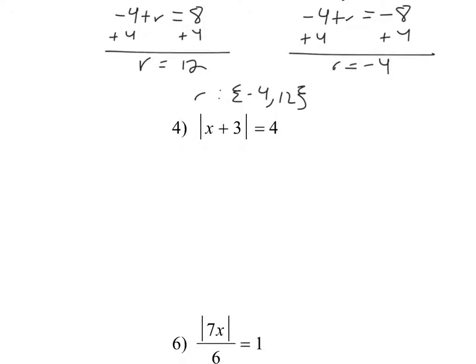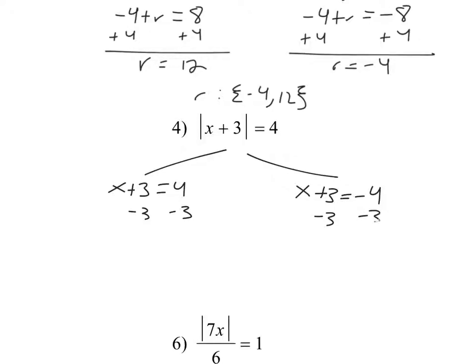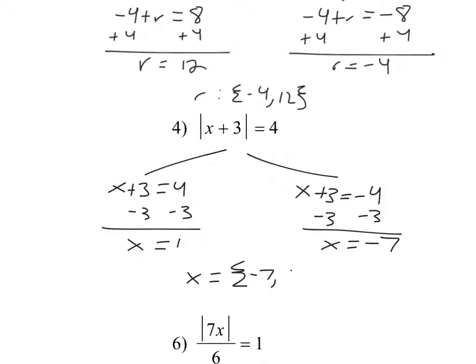Next, number 4, easy. Once again, nothing by the absolute value bar, so we could just immediately split it. That would be x plus 3 equals 4, and x plus 3 equals -4. We'd have to subtract 3 on both sides of both equations. And if you do that, you get x equals 1 and x equals -7. So your solution set would be -7, 1.